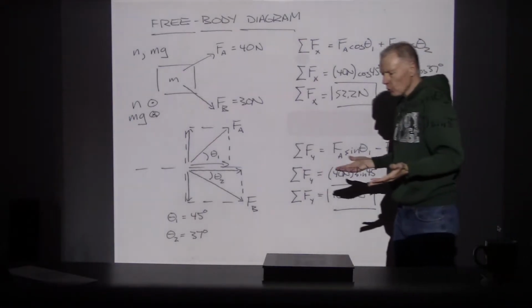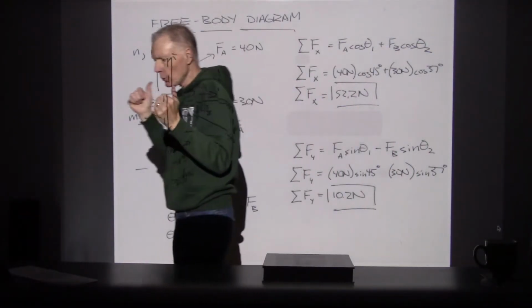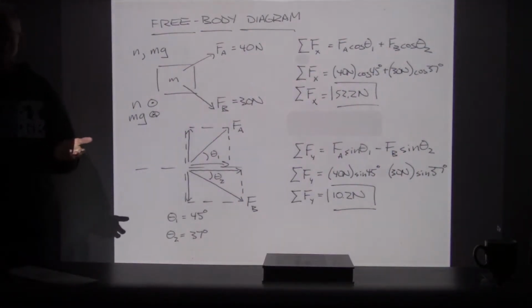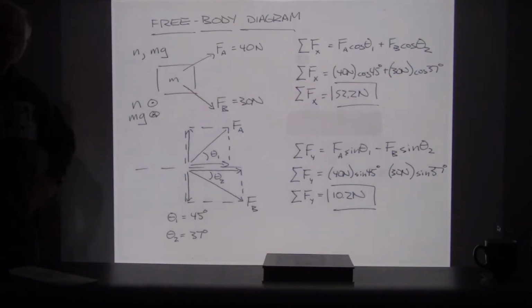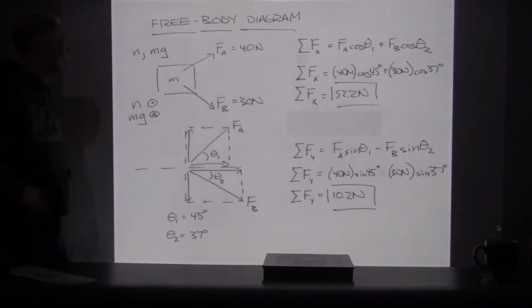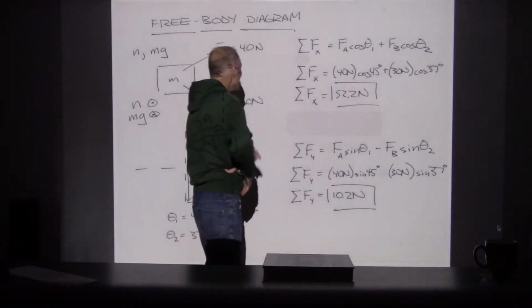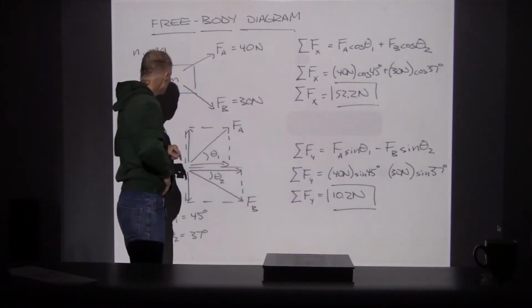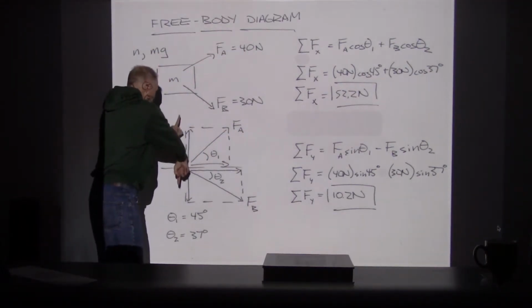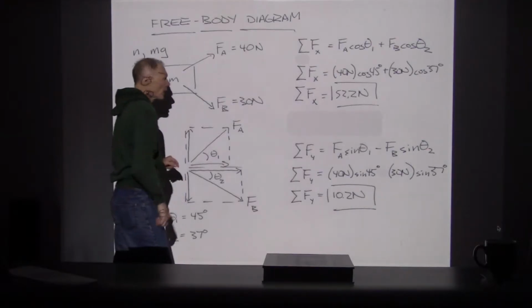I mean, the most force we could get in the x direction here would be 70 newtons, right? But the forces aren't directly forward, so we're only going to get a portion of that. So 52.2 newtons, that makes sense. Now in the y direction, same idea. We've got these two forces, one to the left, one to the right.